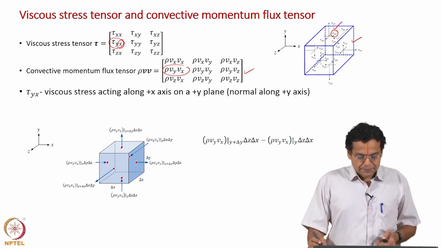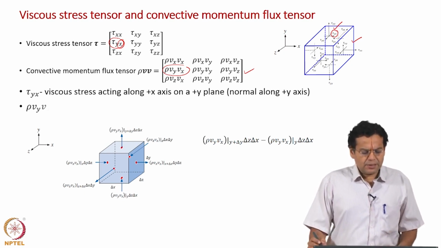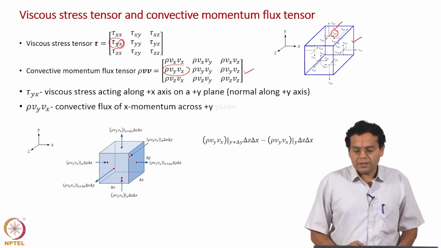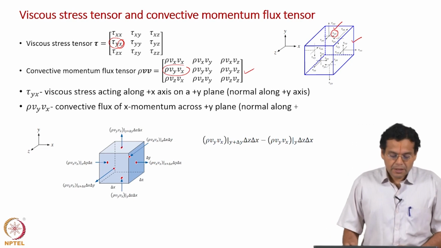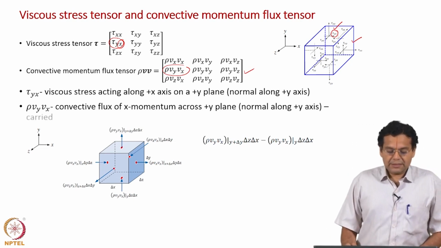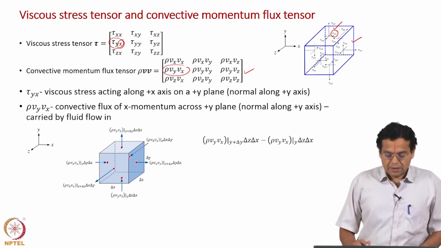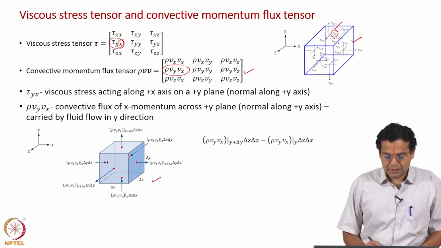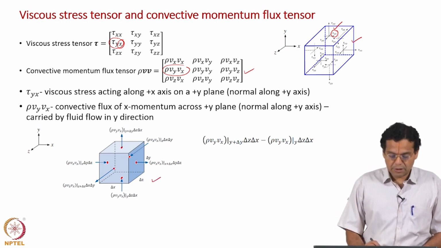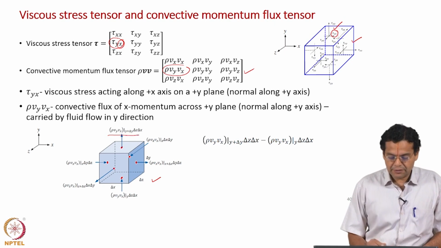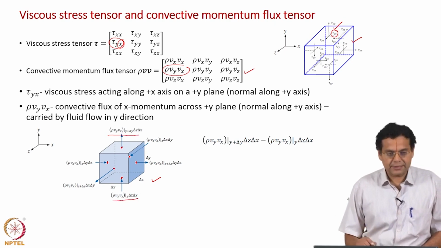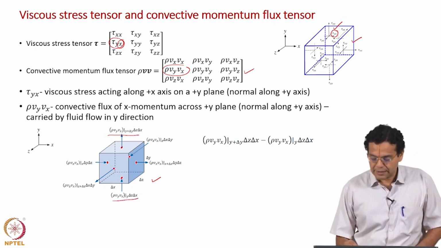Now, let us interpret this rho vy vx, and then you will immediately understand why we have a momentum flux tensor. Rho vy vx. To understand that we will use this control volume: we have rho vy vx here, rho vy vx here, and those two terms are written here.